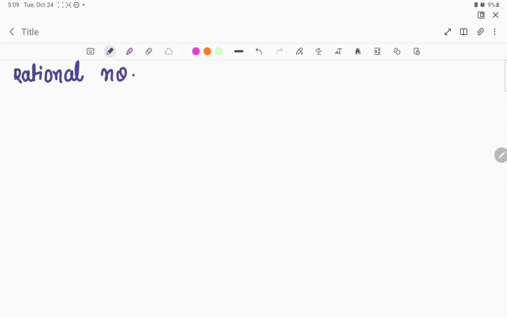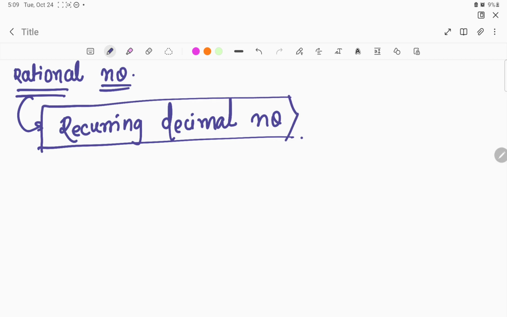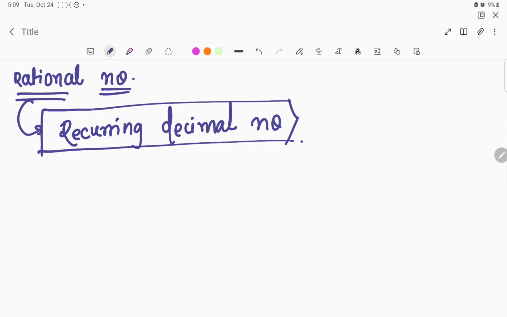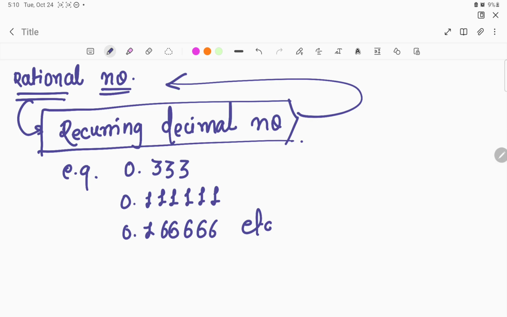A recurring decimal is a number in which one or more digits repeat. In rational numbers also there are recurring decimals. What does recurring decimal numbers mean? I'll tell you that first, but before that I would like to tell you that in case of rational numbers, recurring decimal numbers are also examples of rational numbers. Like for example 0.333, 0.11111, 0.1666666, etc. What does recurring mean? Repeated numbers. Recurring means repeated numbers.